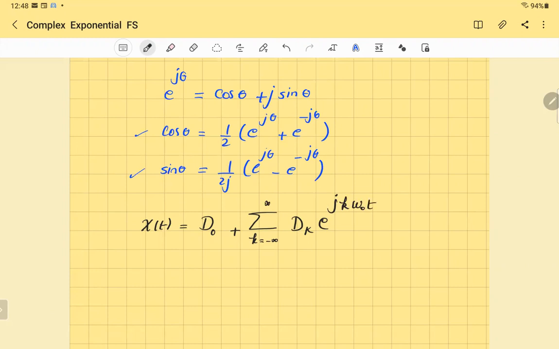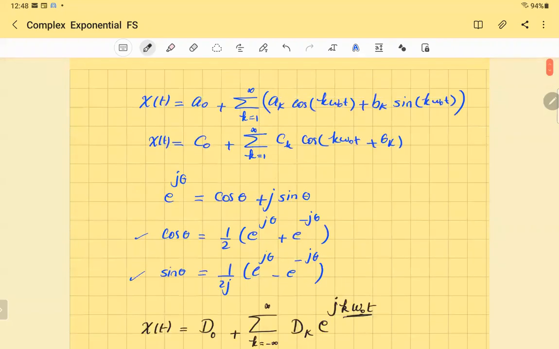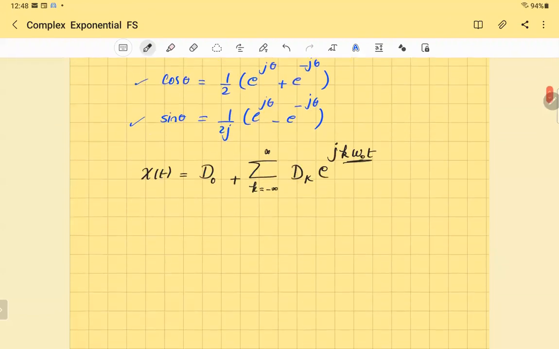So instead of using a cosine term plus a sine term, I use e power j theta. Look at that k omega naught t, and look at this one, k omega naught t, the same. But there you have cosine plus sine, so I make it in one term, e power j. The beauty of that is you have dk ready, so you can do the line spectrum without doing anything.